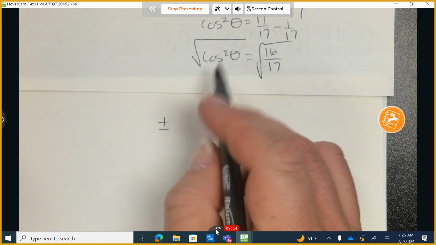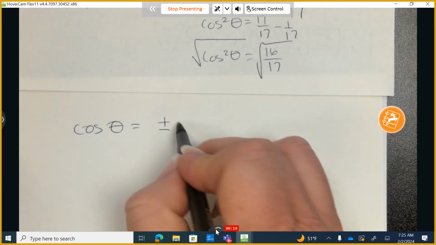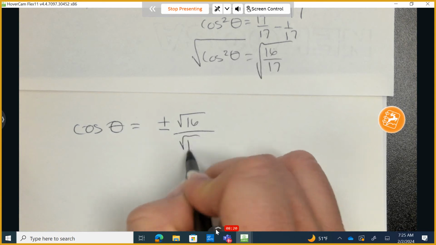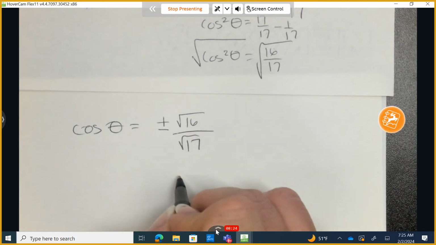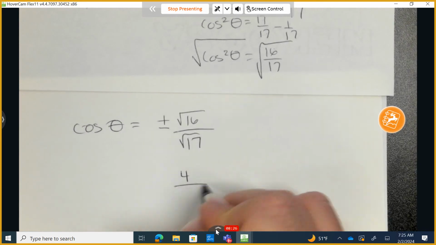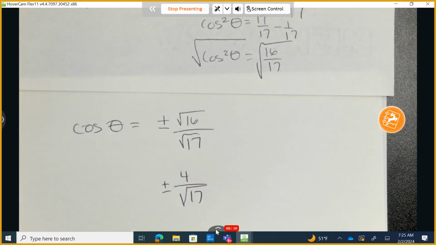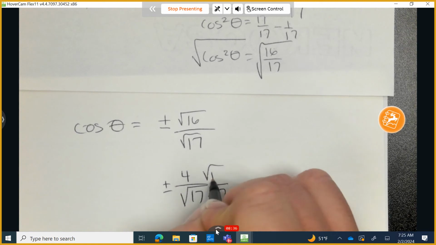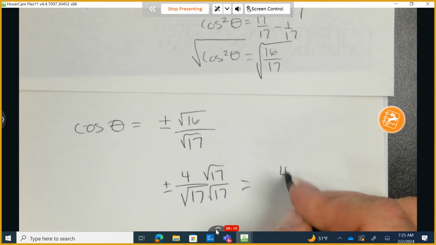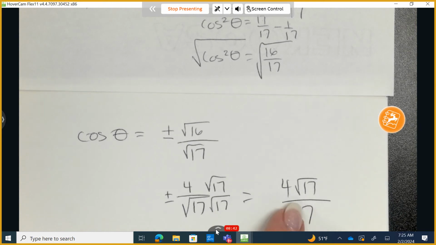Okay, I've got that. And we have the cosine of theta is equal to the square root of 16 over the square root of 17. Well, the square root of 16, that's easy. That is going to be 4. So it's going to be 4 over the square root of 17. Nothing about that is wrong, but I can't leave a final answer with the square root on the bottom. So times the square root of 17 over the square root of 17. And I'm left with 4 square roots of 17 over 17. Now I have to decide, is this positive or negative?